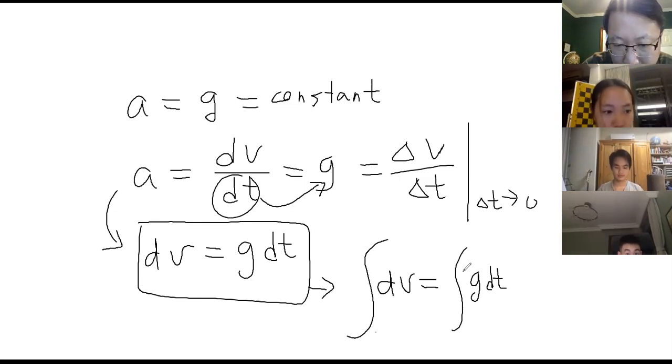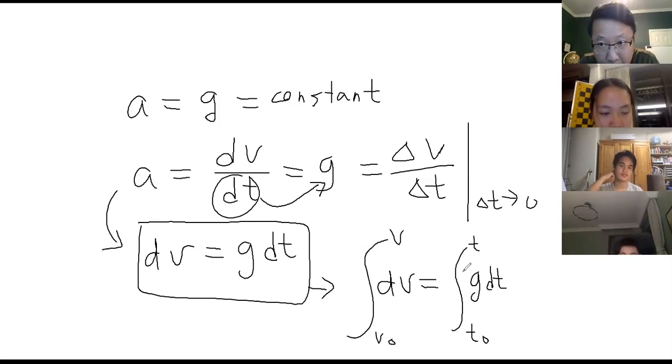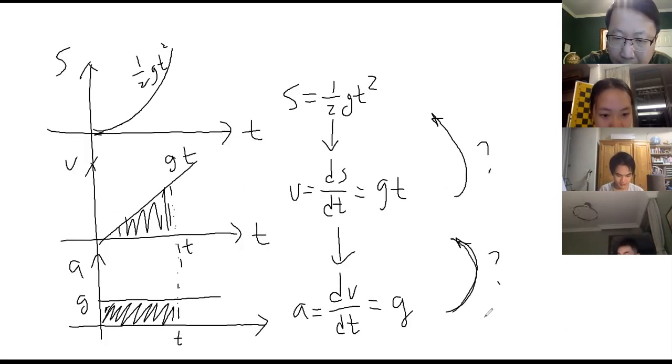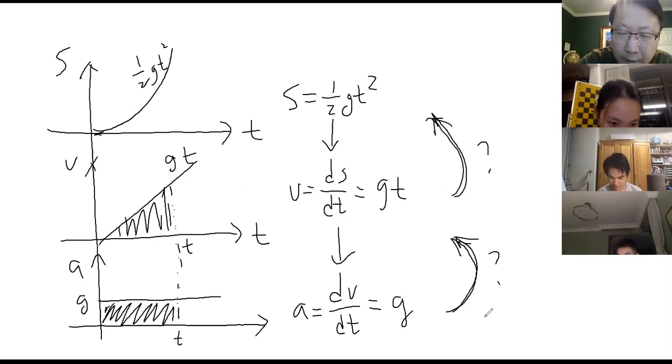It's basically saying that from V0 to V, or T0 to T, I integrate the area underneath that curve. Got it? This allows us to go back. That's exactly what we try to do here. Remember, we try to go back here. And how to do that?